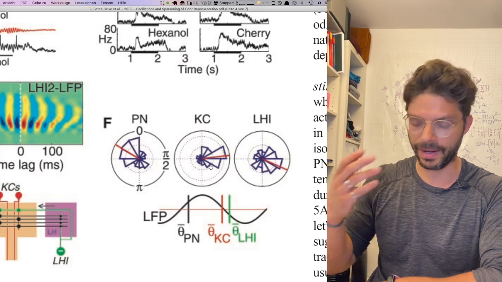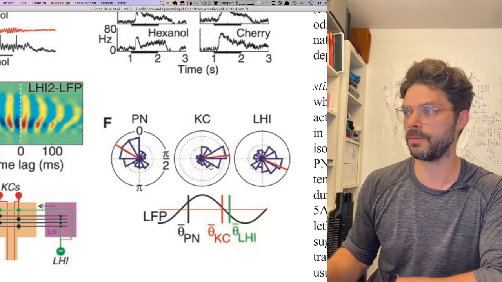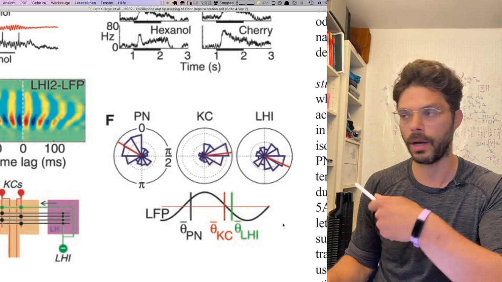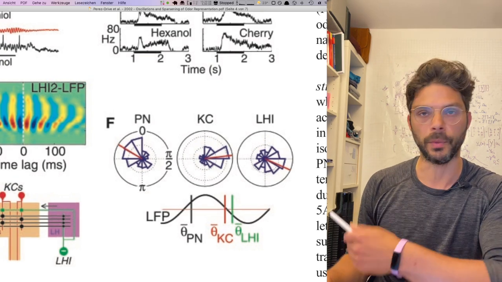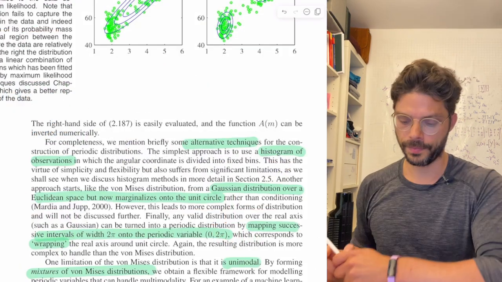I would actually recommend doing that as the first step anyway, just looking at your data in this particular way. But if we want to do inference and do other things, we can use the von Mises distribution to do that.